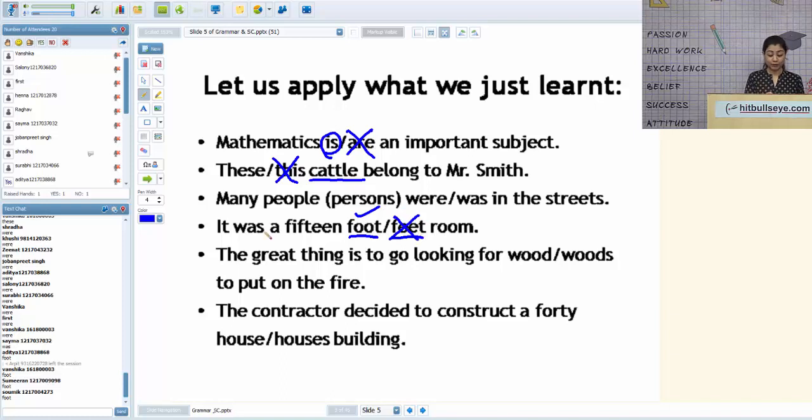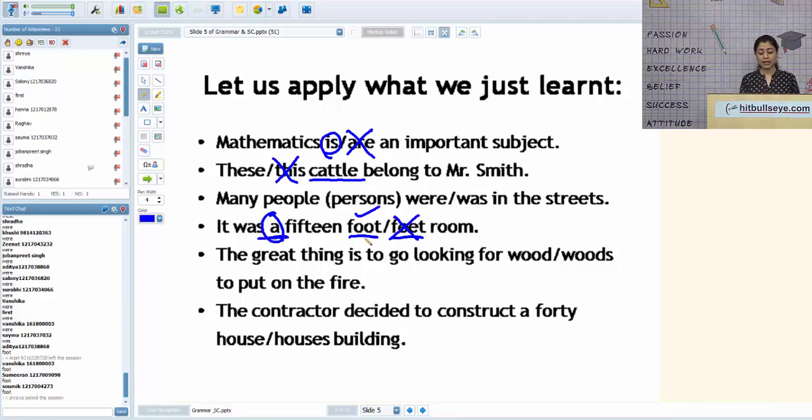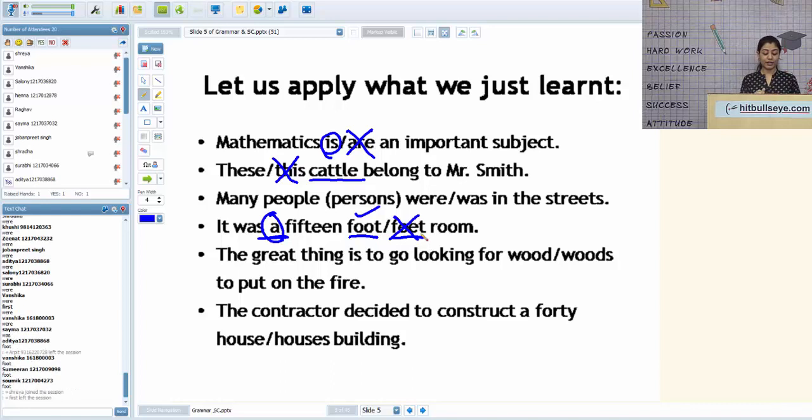Why? Because of the article. A denotes singularity, and we know foot is treated as singular and feet is treated as plural. If a was not here, then it could have been either, but just by the fact that there is a, we want to treat it as singular and put the word foot here and not feet. Great, yes, all of you are correct about it.